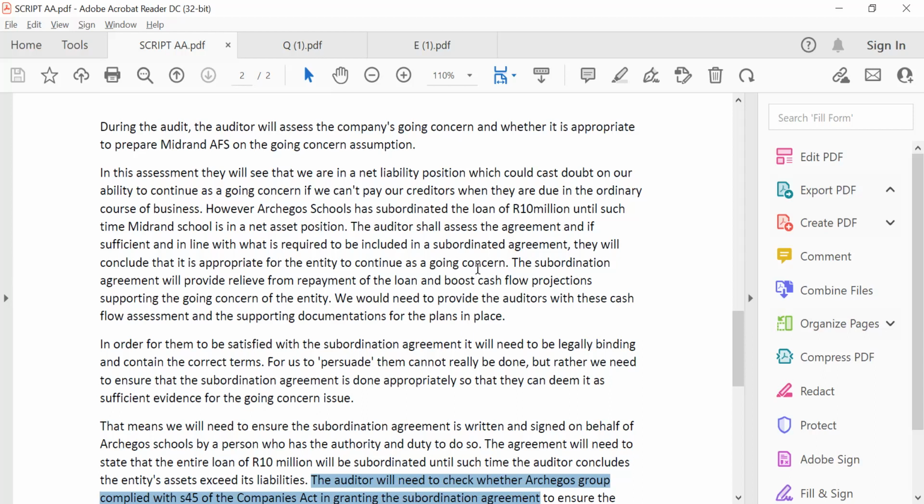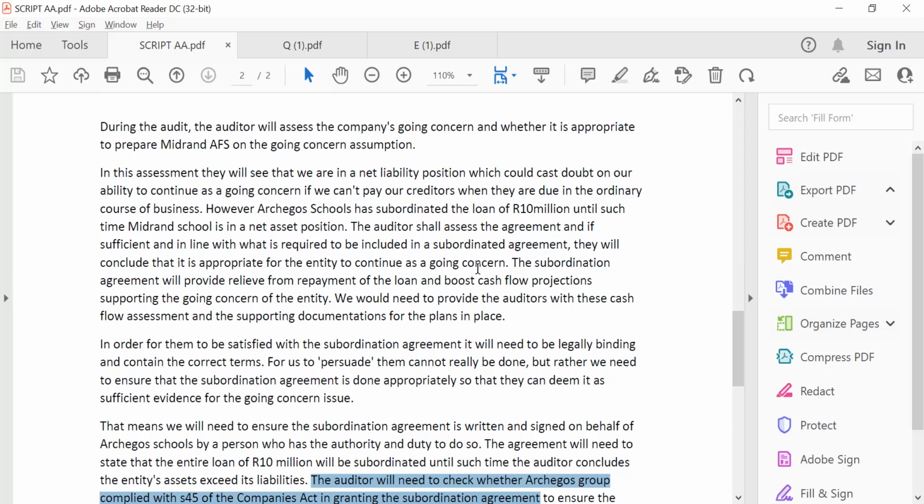So does the candidate demonstrate understanding of the impact of the subordination agreement on the going concern status of the entity? The answer to that is yes, and that is critical. Remember, for question 2, we said we are looking for a candidate that demonstrates understanding of the impact of the subordination agreement on the going concern of the entity, and also we're looking for the candidate to provide the additional evidence that would be needed. So they have shown that they understand the impact of the subordination agreement on the going concern assessment.